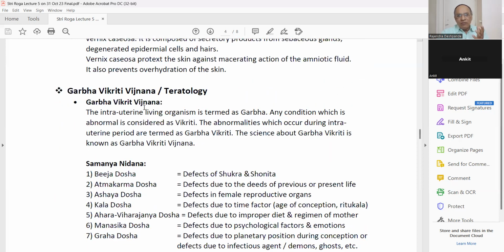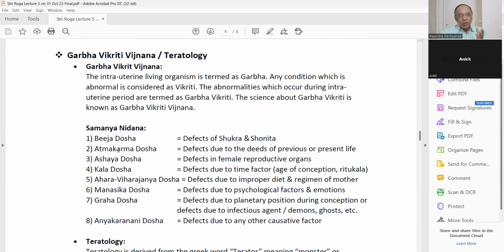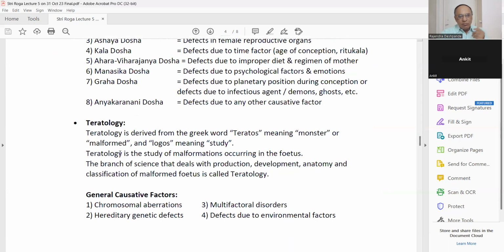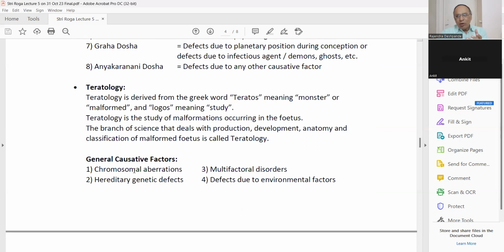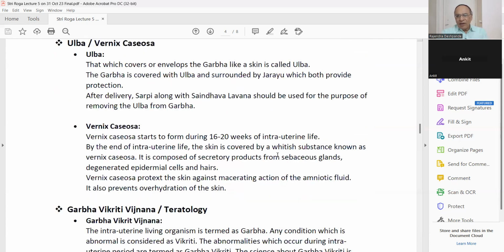Then we have talked about Garbha Vikriti Vijnana because of the Bija dosha, then Atma Karma, then Ashaya dosha, Kala dosha, Ahara Viharajanya dosha, Manasika dosha, Garbha dosha. That is modern teratology: chromosomal abnormality, multifactorial, hereditary, genetic, and defects due to environmental factors.